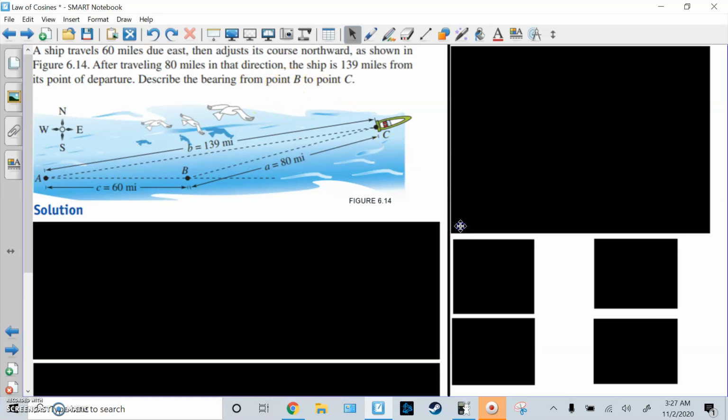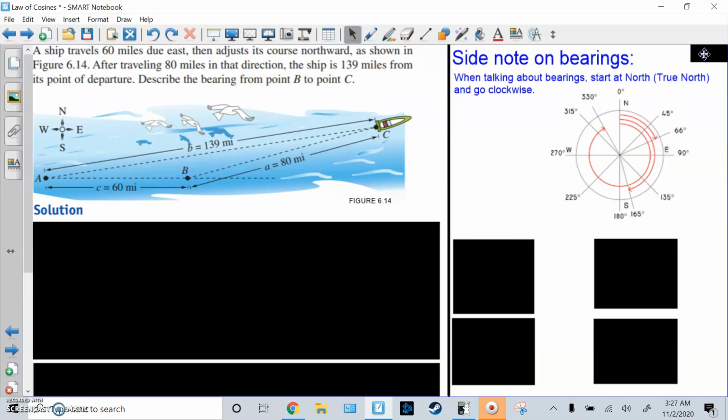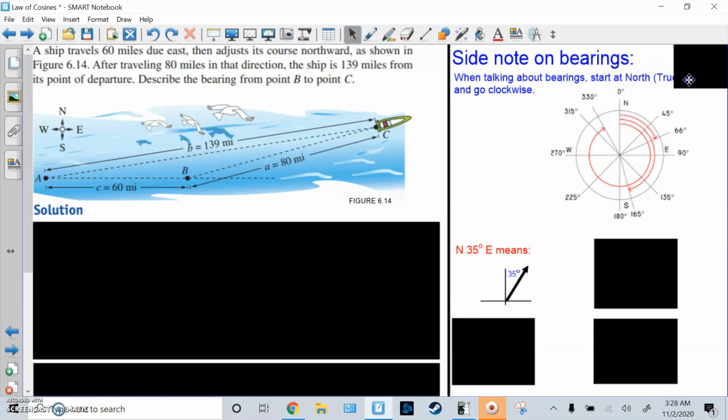So first, let's talk about bearing. When we talk about bearings, we start at north, or true north, and go clockwise. So this redoes our unit circle kind of. We start at 0 degrees here, then here's 90, here's 180, 270, 360. So if I talk about north 35 degrees east, think of this like an origin here. We're going northwards, then we turn 35 east.